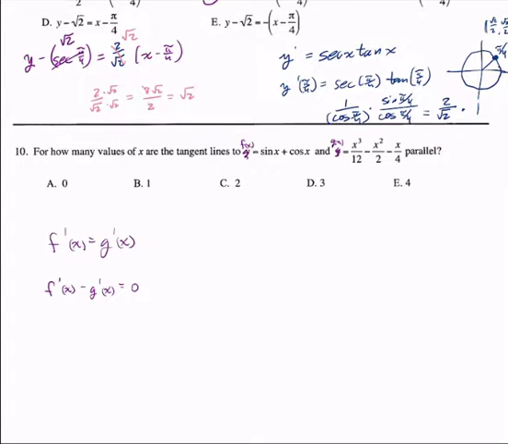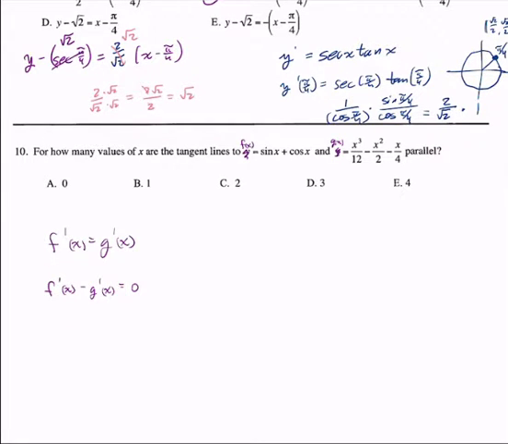For how many values are the tangent lines of these two functions parallel? So essentially what we're trying to do is find out where the derivatives equal each other. Eventually you're going to see what x values, when you subtract these, give you 0.